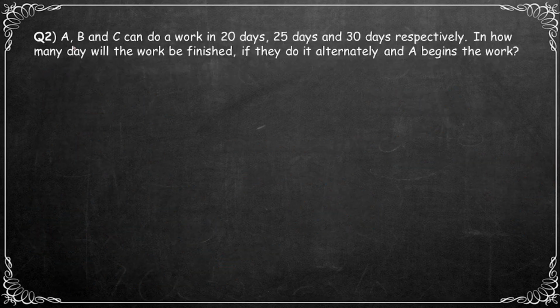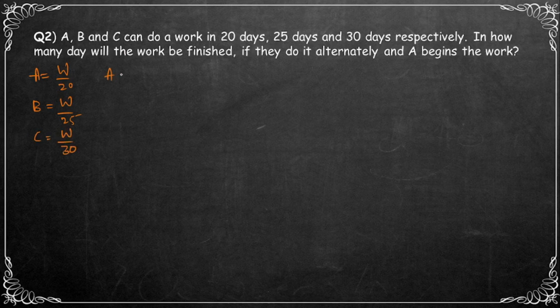Question 2. A, B and C can do a work in 20 days, 25 days and 30 days respectively. In how many days will the work be finished if they do it alternately and A begins the work? So if you write equations, A is equal to W by 20, B is equal to W by 25 and C is equal to W by 30.